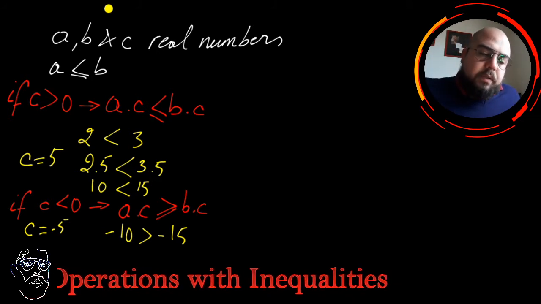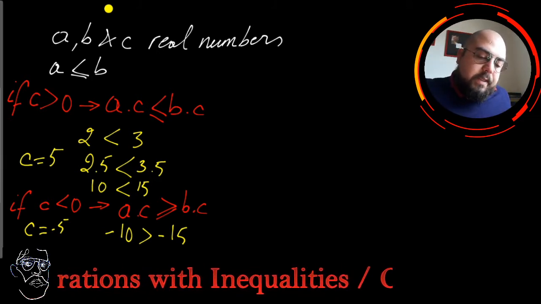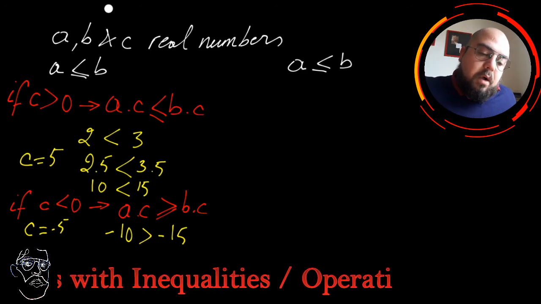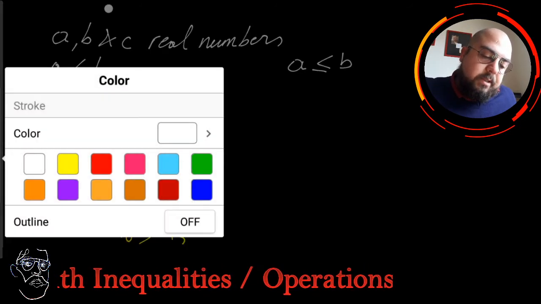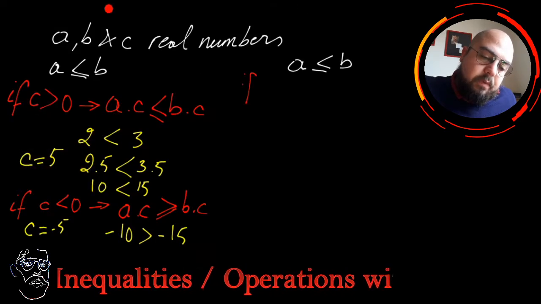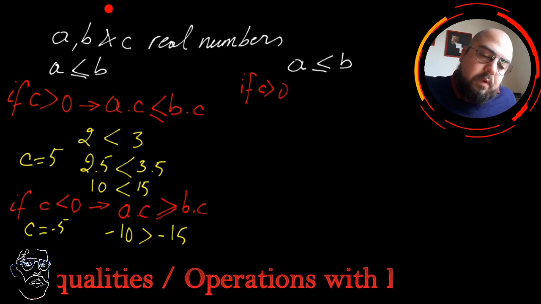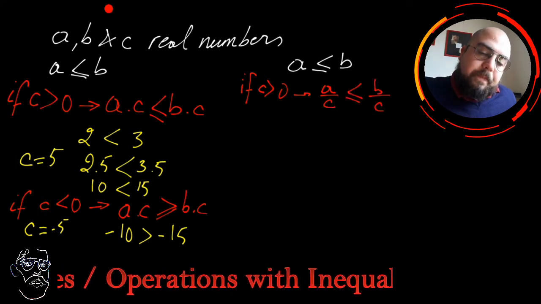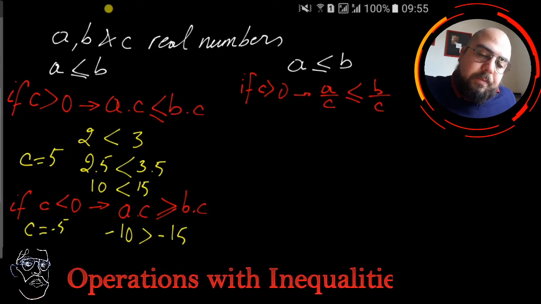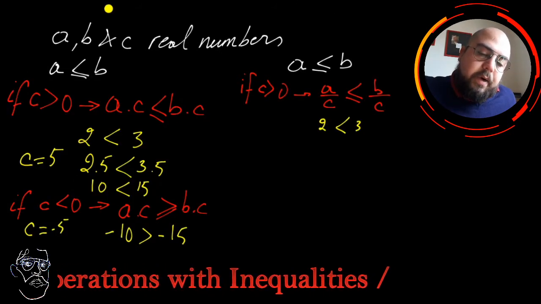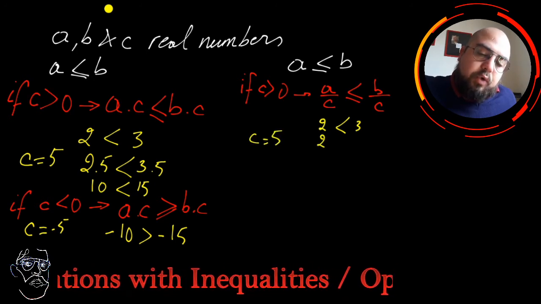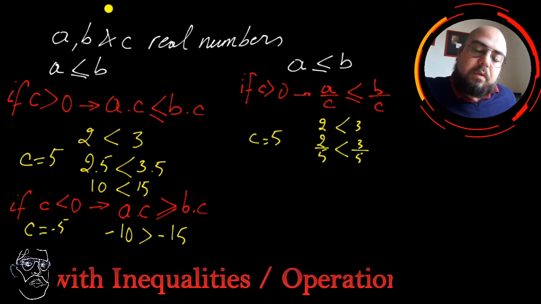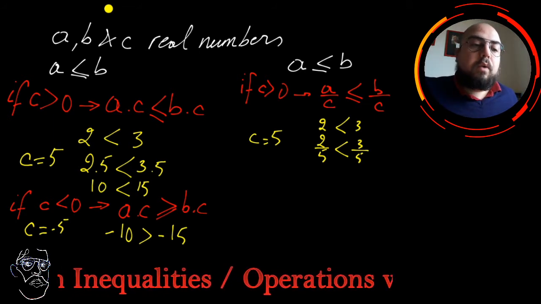Alright, now what about the division? Again, we still have A smaller than or equal to B. If I'm going to divide by C and C is positive, I can say that A over C will be smaller than B over C. Let's take the same example, 2 smaller than 3, and I'm going to divide by C, which is equal to 5, and it's positive. 2 over 5 is 0.4, which is smaller than 3 over 5, which is 0.6. So the sign of this inequality will remain the same.